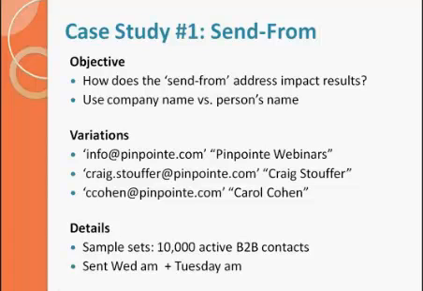Okay, so the first one, the send from. One question that comes up an awful lot from our customers is, how does the send from address impact results? Are you better to send the email from your company name or from a person's name? So we tried 3 different variations here to give you some data.